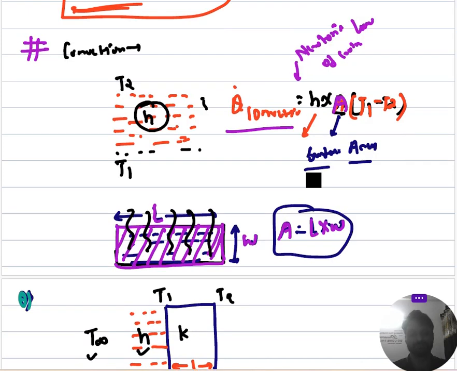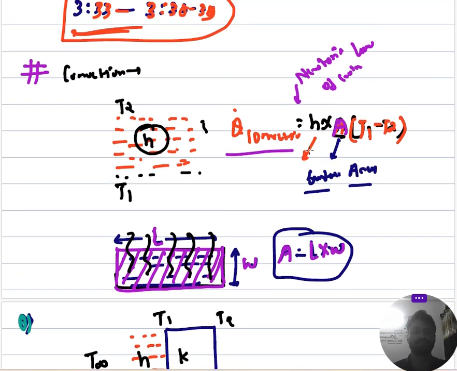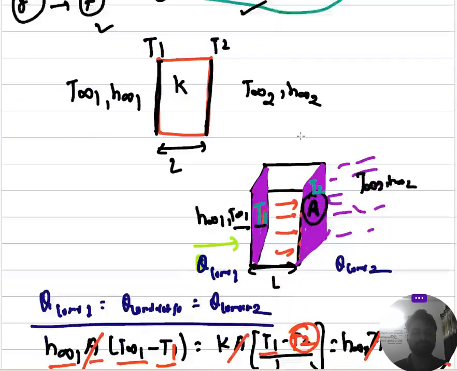After that, I'll be moving towards the formula for the convective rate of heat transfer. In the case of convective heat transfer, we generally use Newton's law of cooling, where h is the heat transfer coefficient, with unit watt per meter square Kelvin, A is the surface area, and the temperature drop is T1 minus T2, through which heat transfer is taking place.